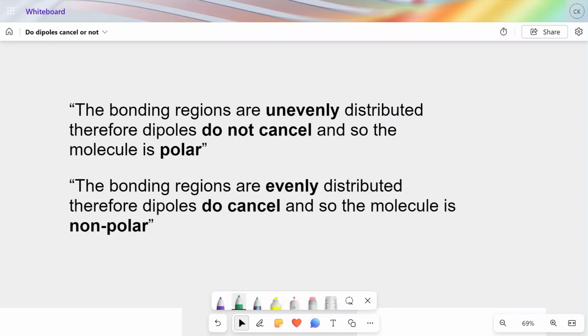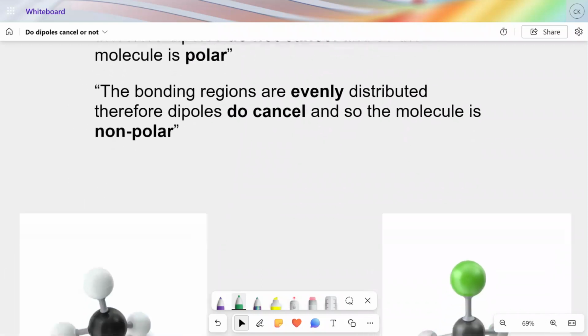So you always have these two answers that you write: where the bonding regions are unevenly distributed, therefore the dipoles don't cancel out and the molecule is polar, or they are evenly distributed, they do cancel out and the molecule is non-polar. Before you can choose which of these two answers to write, you first of all have to work out what's going on with the dipoles. So let's have a look at a couple of examples.